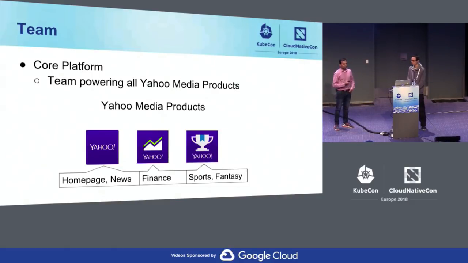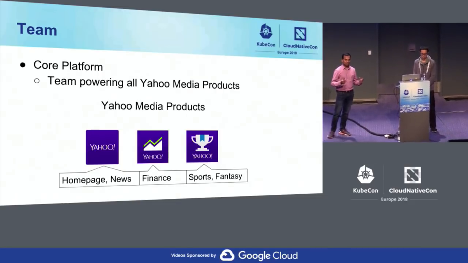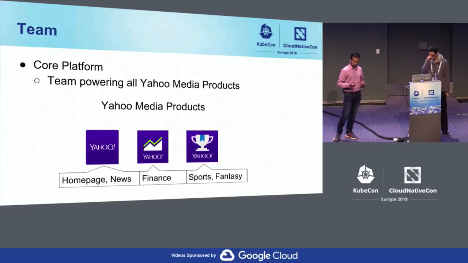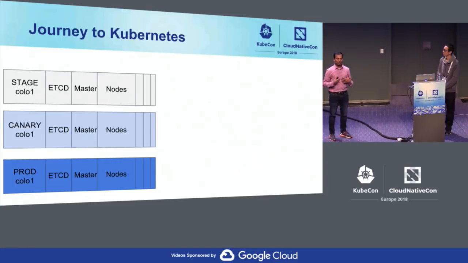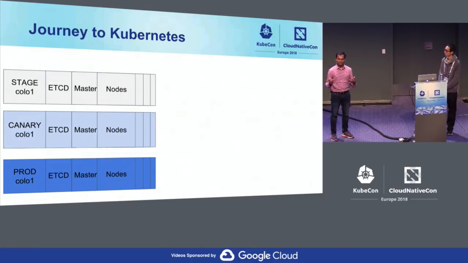Specifically, we work on a core platform which provides the Kubernetes setup for all our media products, which supports Yahoo Finance, Yahoo Fantasy, and front page news, and all these applications run on our Kubernetes cluster. I would like to take you on a journey of how we achieved good visibility on our monitoring system, very specifically around the Kubernetes clusters.